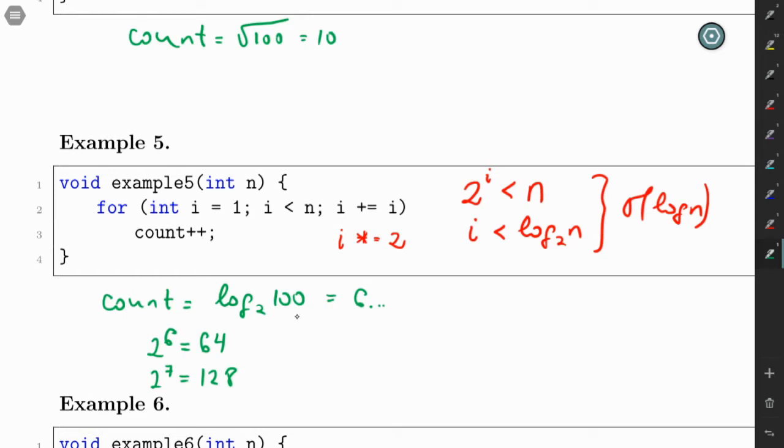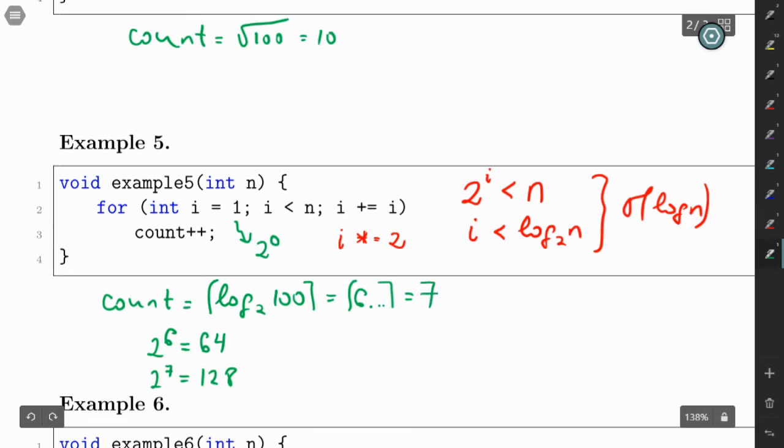So the question is, well, are we going to round the 6 up or down? Are we going to take the floor or the ceiling of this log? Well, the answer is that our first iteration really starts at 2 to the 0. So then all the 6 exponents are going to come after 2 to the 0. We can run the first iteration and we can still double it 6 times before we have to quit. So really we should take the ceiling here. So this is going to be 7.